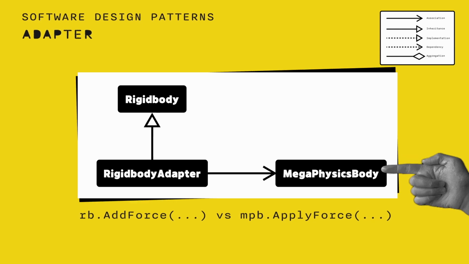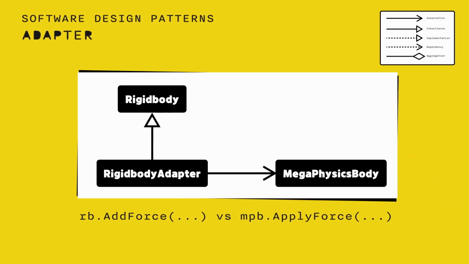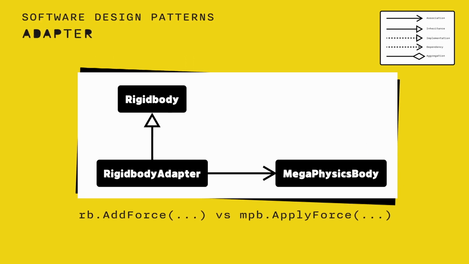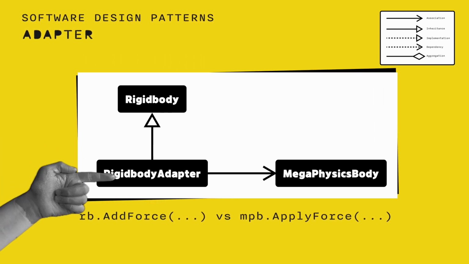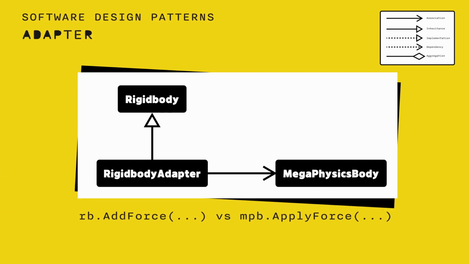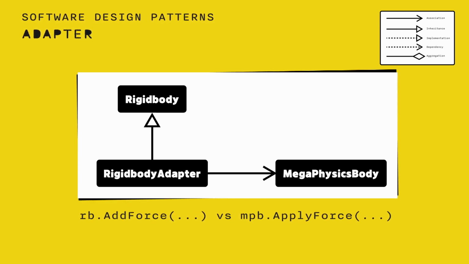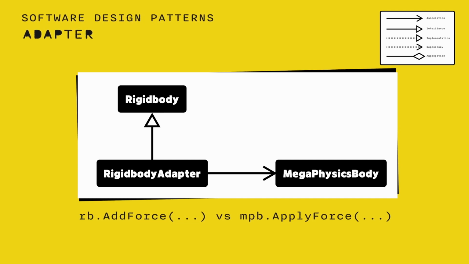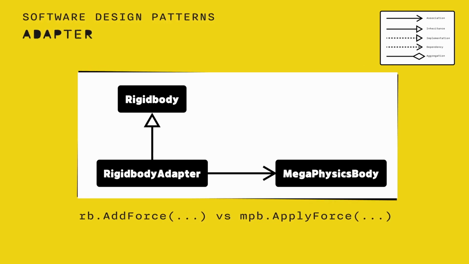It's not add force but apply force, for example. And this for every method. Now you could rewrite all your code or you can create an adapter. You create a custom rigid body, extending rigid body, and re-implement every method to use what that third-party library uses. So on the client side, you still use a rigid body interface, but behind the scenes, it's actually the third-party one. The client code is not changed. That's the main use of this.